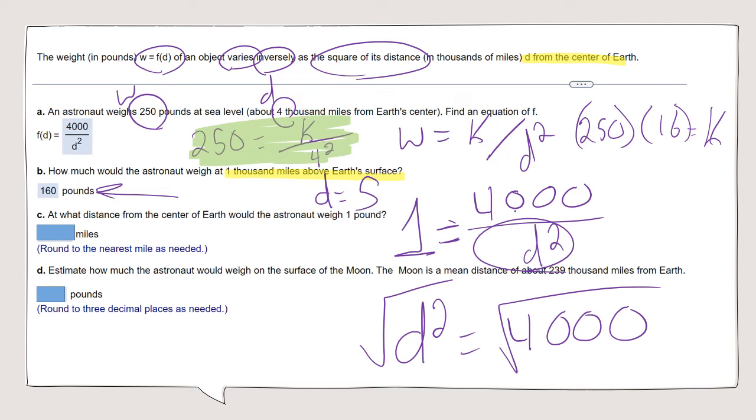So when I solve that and I say, oh, well, d is 63.2455, so I'm going to say 246. That's not how many miles it is because that's supposed to be thousands of miles. So I need to multiply that by 1,000. So it's actually 63,246 miles.